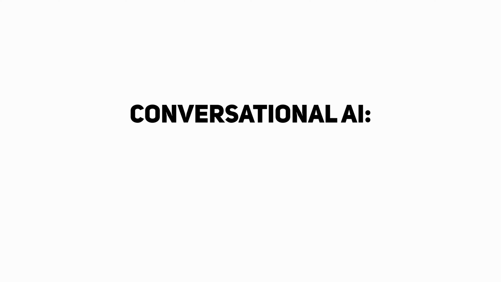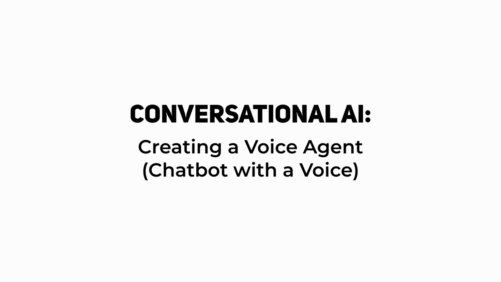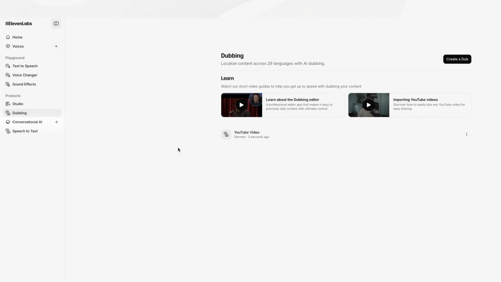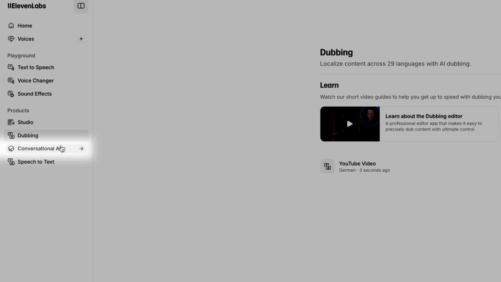All right, we've translated our video. Now for something interactive. Let's create a conversational AI. Basically, your own voice assistant or character that you can talk to in real time. Conversational AI, creating a voice agent. Click Conversational AI in the left menu underneath Dubbing.